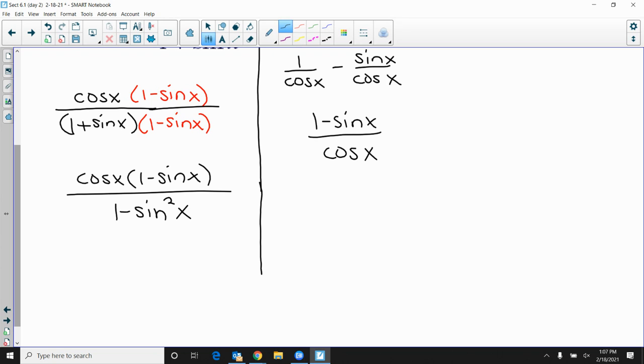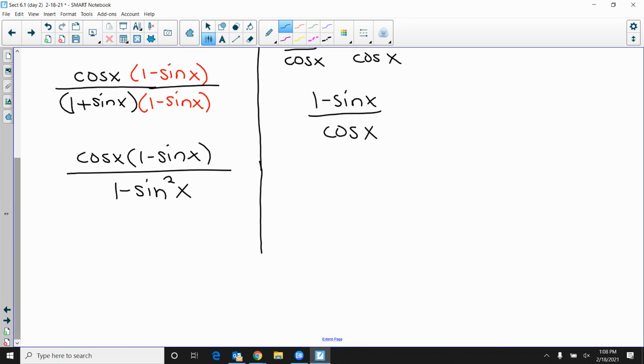Whitney, you know where we're going? Does the bottom part equal cosine squared x? 1 minus sine squared does equal cosine squared. Okay. Now, is that going to be useful here? Yeah, because you got this cosine here, and it's eventually going to cancel.